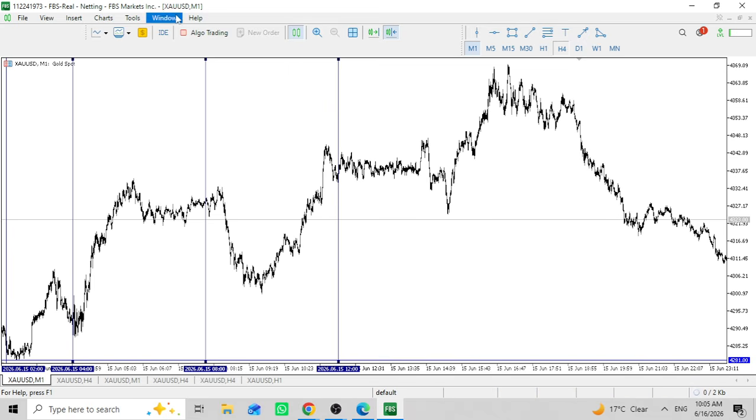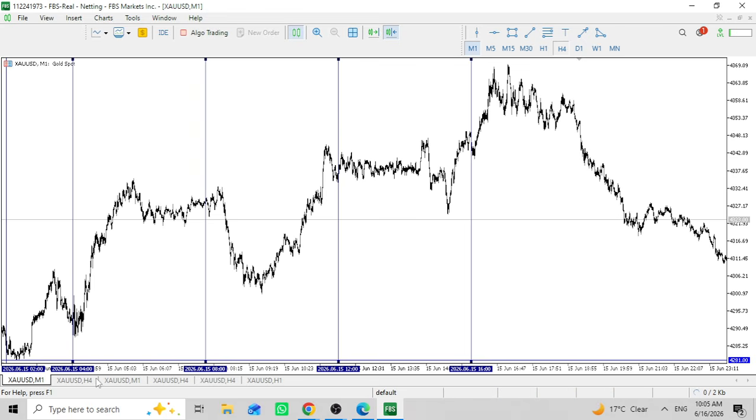Remember, a day has 6 4-hour candles. 6 of them. And every 4-hour candle has what? 240 1-minute candles. From here to here is 240. From here to here is 240 candles. From here to here is 240 candles.